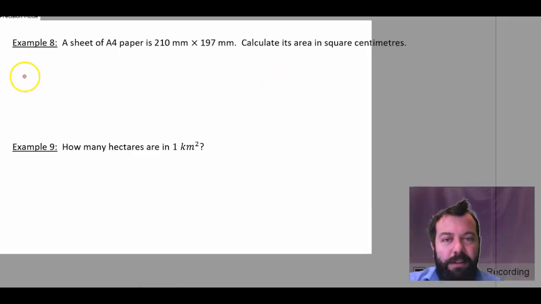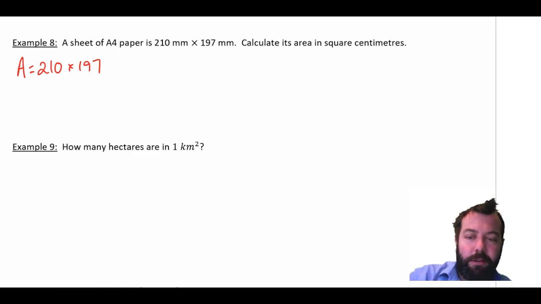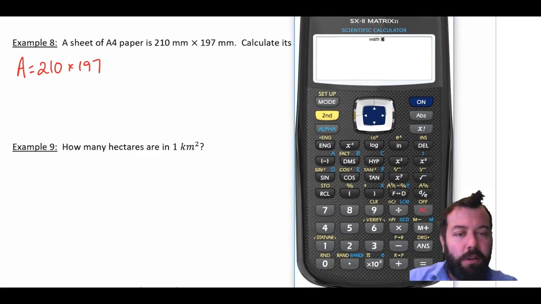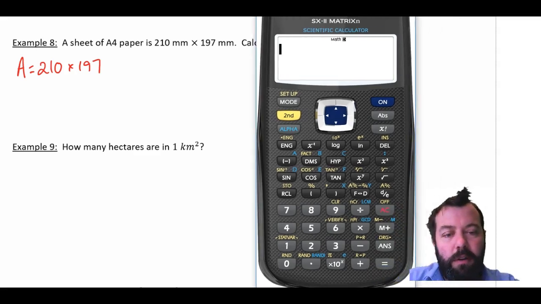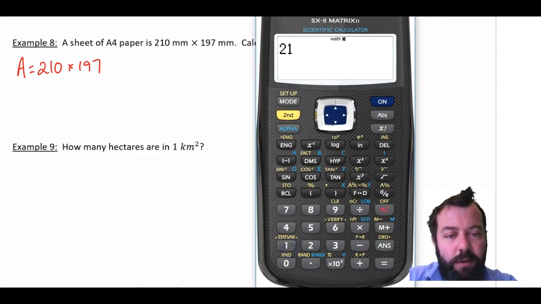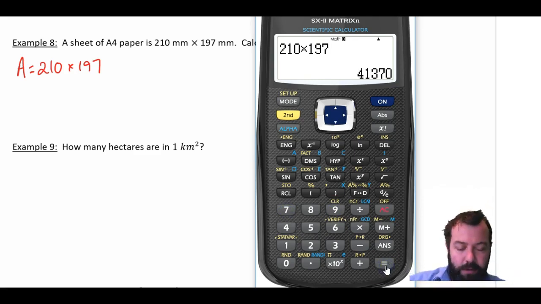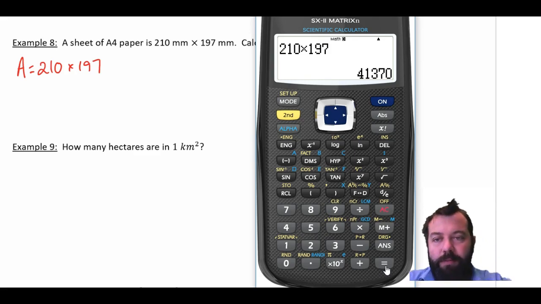So first of all, let's have a go. We could say our area equals our length times breadth is 210 times 197. I am of course going to need a calculator to do this, so here's one I prepared earlier. So 210 times 197 equals, now I get 41,370.